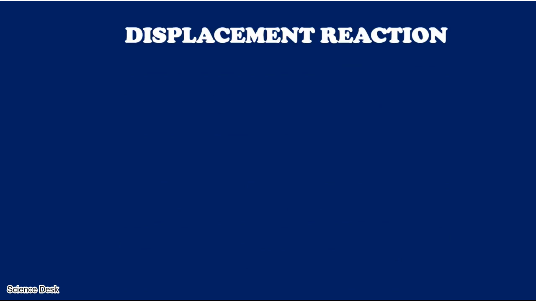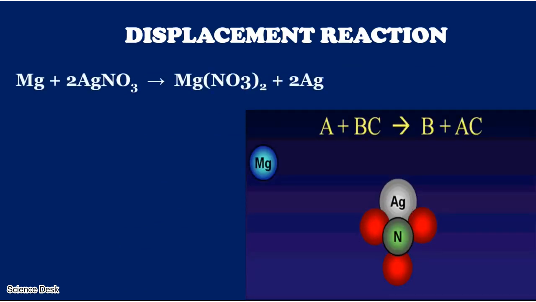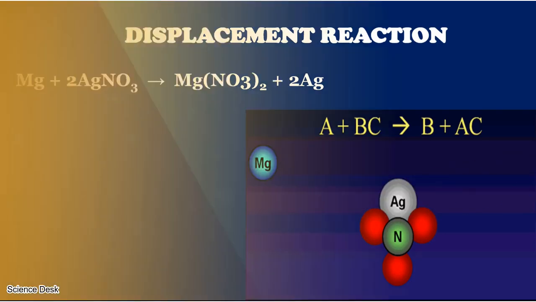Now we will see one example. Here you can see when magnesium is reacting with silver nitrate, the magnesium here tries to displace the silver to form magnesium nitrate and silver. This is an example of a displacement reaction because magnesium is trying to displace silver to form a new compound, magnesium nitrate.